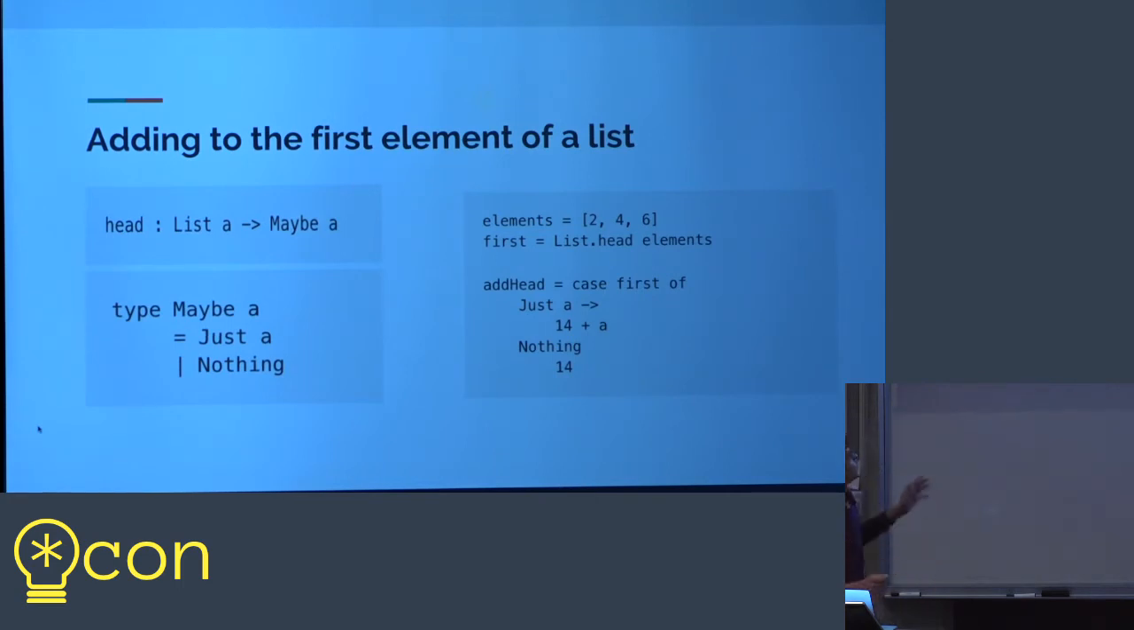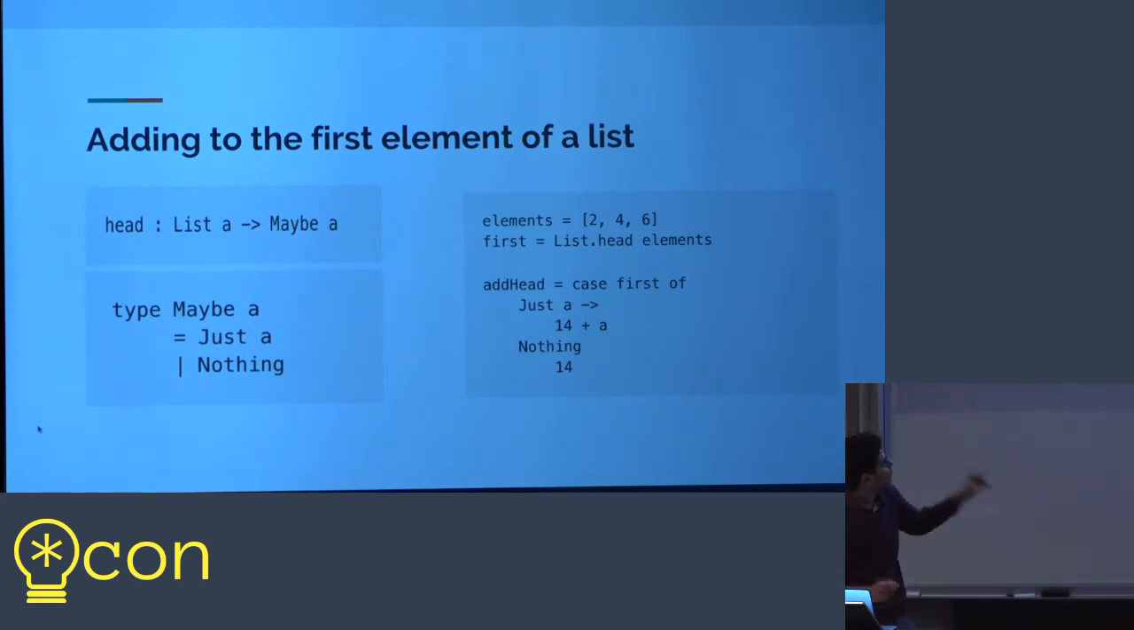So now, in your code, you have the list of elements, you extract the first element using List.head called on elements, and then you want to add 14. That's the function definition, and you would pattern match on the first element. Now it could be a case of Just A, in which case it's a value, or it could be Nothing, and you would just return 14.